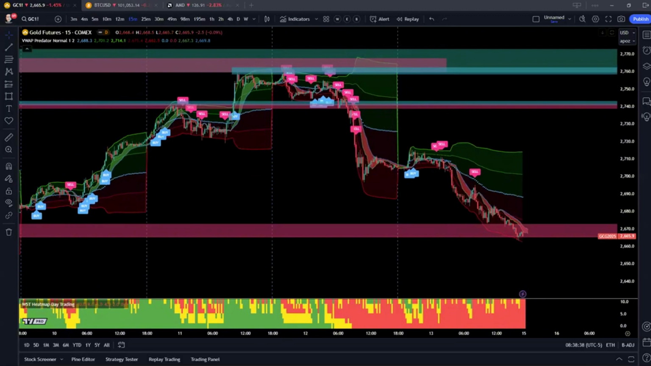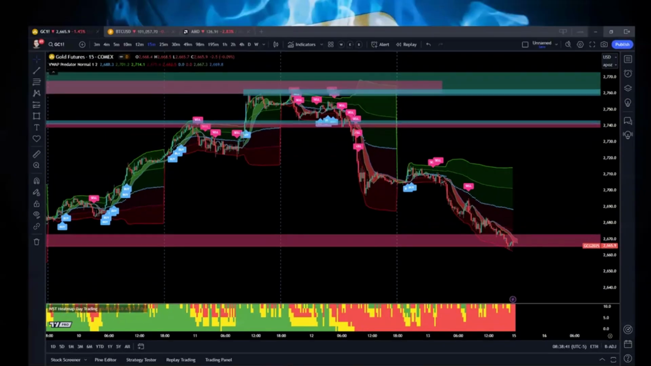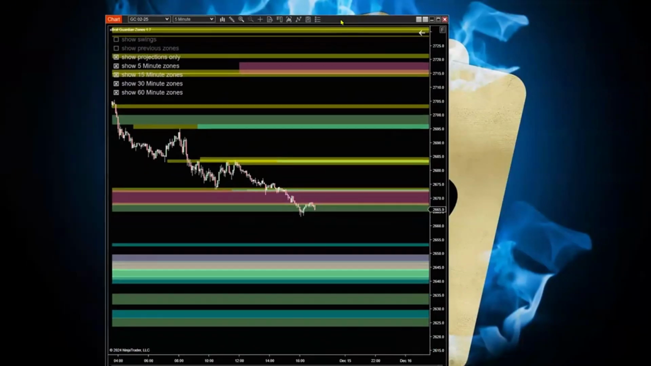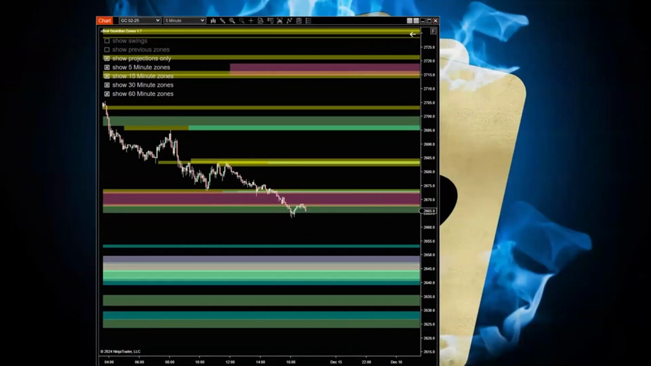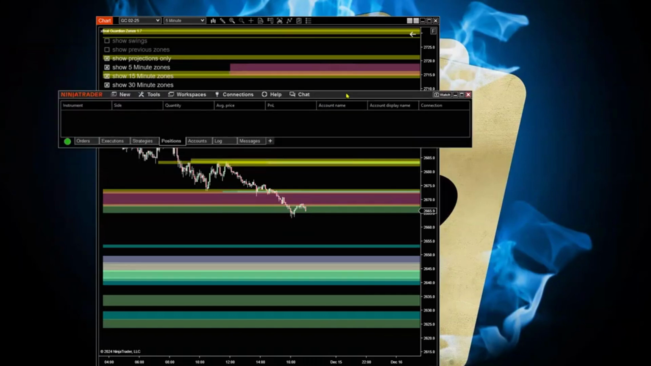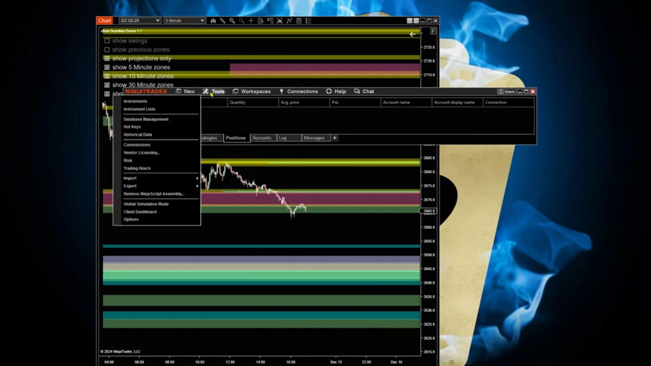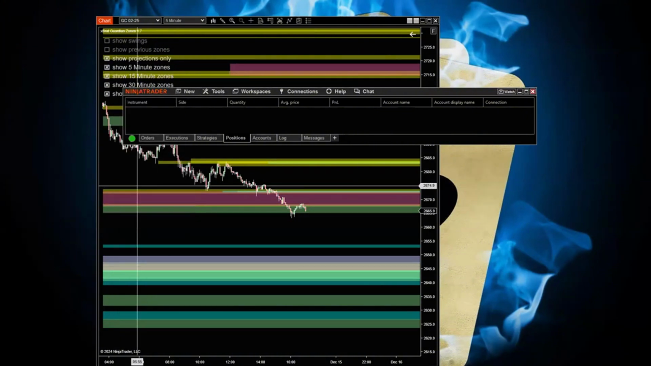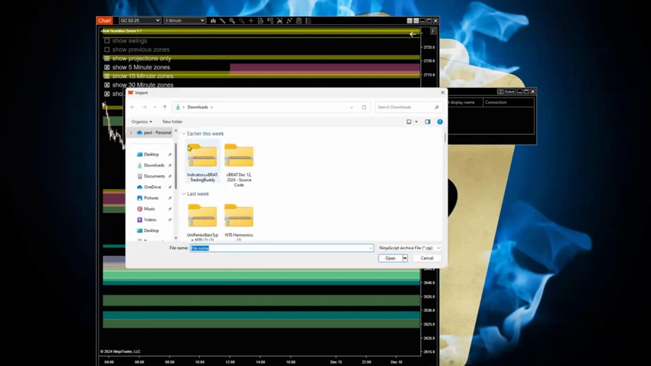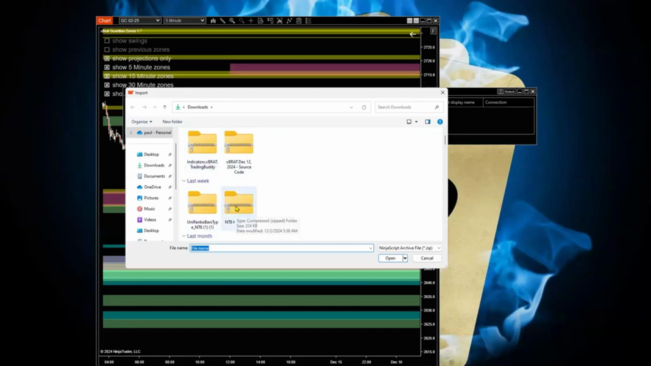Okay. With NinjaTrader, it's a little different. What happens on NinjaTrader is you will be sent a zip file, and you basically need to put that zip file in your downloads folder. Then you'll go to Tools, and then you will go to Import NinjaScript Add-On, and your downloads folder will come in and you'll click on there and it will import. Okay.